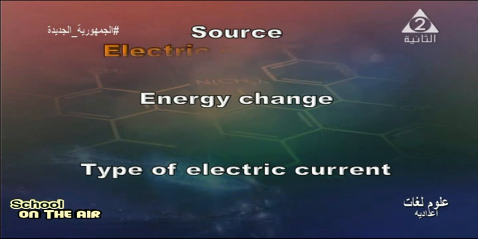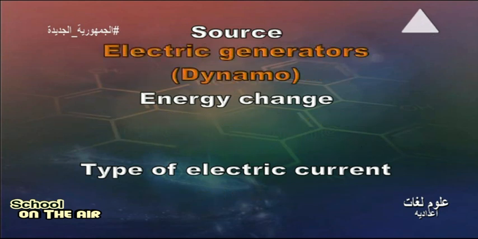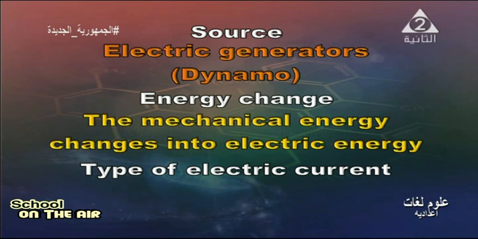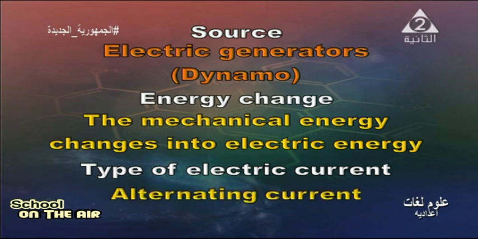But the electric generator or dynamo changes mechanical energy into electric energy, and the type of electric current is alternating current. Again, the electric generator or dynamo will give us alternating current when the mechanical energy changes into electric energy.